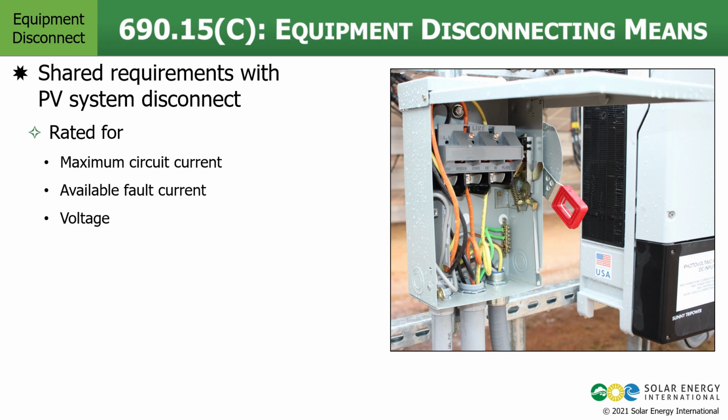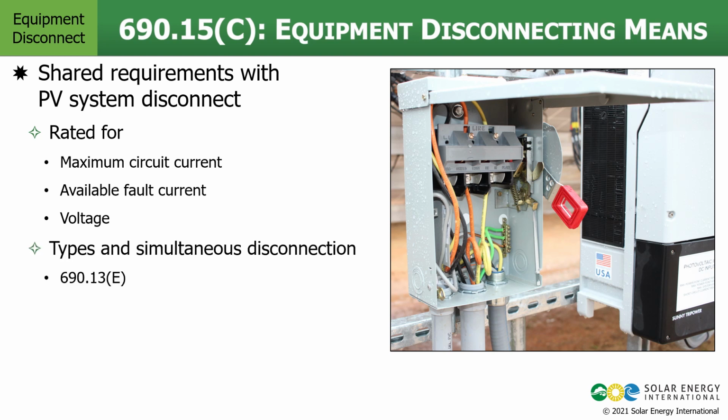If we have a 1500 volt DC circuit, we need to have an equipment disconnecting means that is rated higher than 1500 volts. Same thing on the AC side. If it's a 120/240 or a 408/277, it has to have a voltage rating to match the voltage of that circuit.